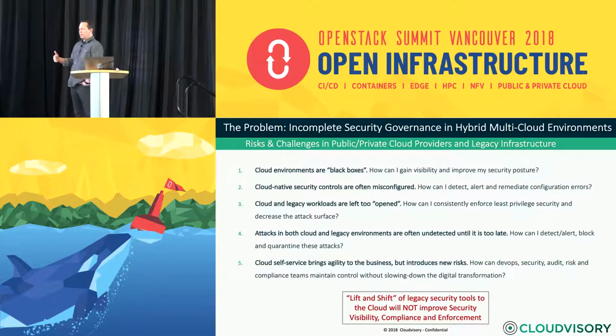And this is all coming about because of the self-service nature of the environment. Teams are becoming more agile. They can move more quickly, right, in the cloud environment, but it also causes some problems for other teams that are responsible for security, risk and compliance, and so forth. How can they maintain control without slowing that down?